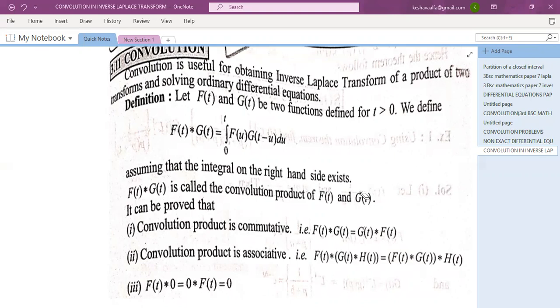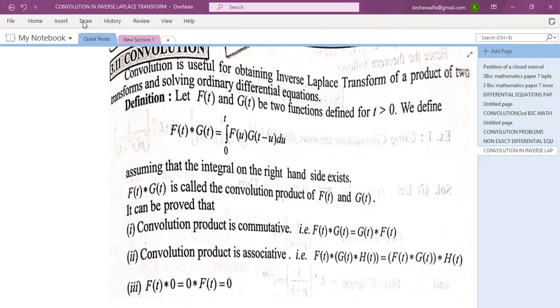It has applications in nearly all engineering disciplines, like system modeling, analysis of electric circuits, digital signal processing and nuclear physics. Next, process controls, applications in probability, applications in physics, applications in power systems, load frequency control, etc. So, the convolution is also a very important and useful mathematical tool. Convolution is used for obtaining the inverse Laplace transform of a product of two transforms, and for solving ordinary differential equations.